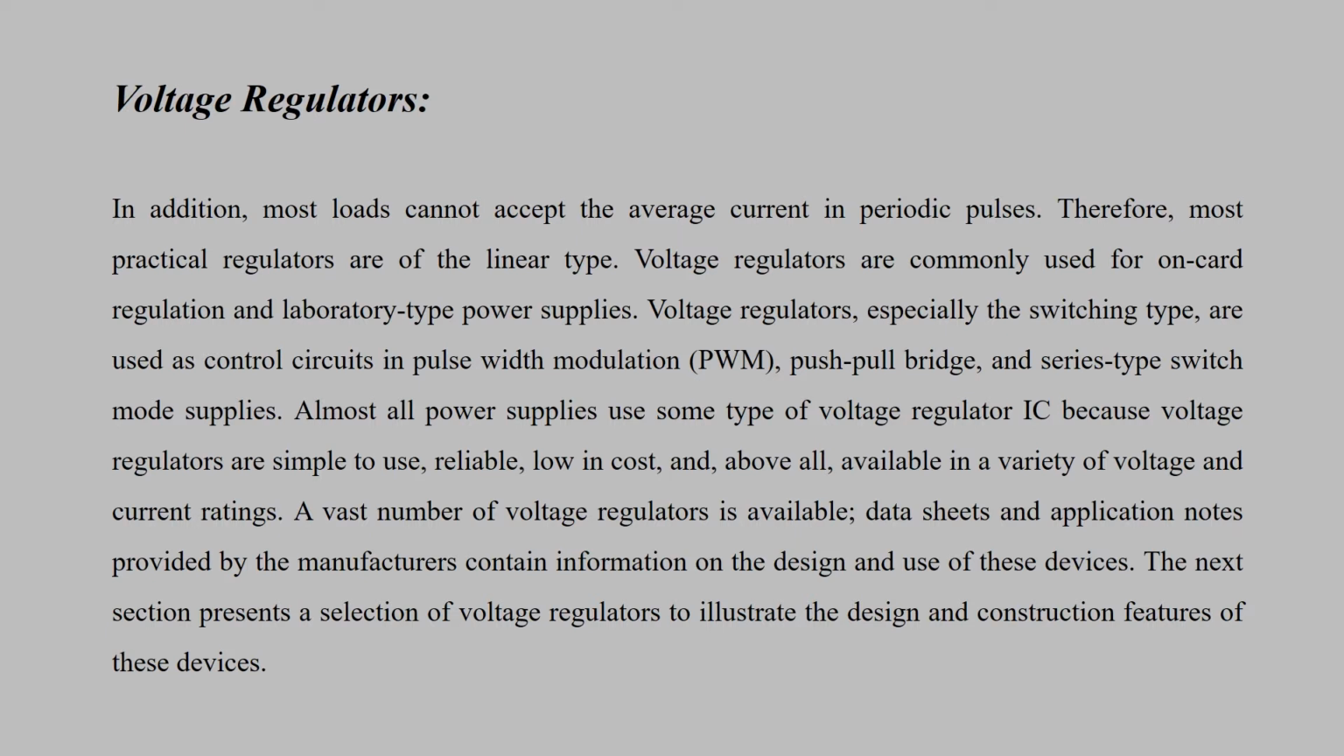Moreover, most loads cannot accept average current in periodic pulses. Therefore, most practical regulators are of linear type. Voltage regulators, especially the switching type, are used as control circuits in pulse width modulation, push-pull bridge and series type switch mode supplies.